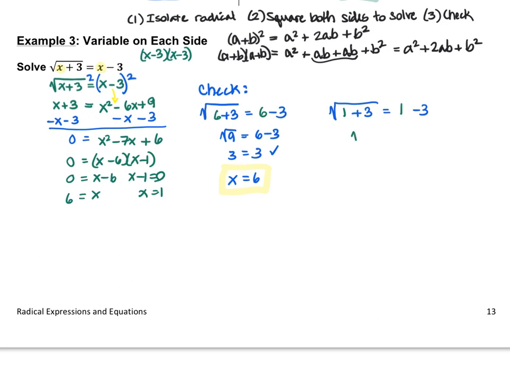So we have the square root of 4 is equal to negative 2. We can already see a problem with this. Square root of 4 is going to be positive 2. That is not equal to negative 2. So this solution doesn't work. So the only solution we have to this question is x is equal to 6, and x is equal to 1 is not a solution.